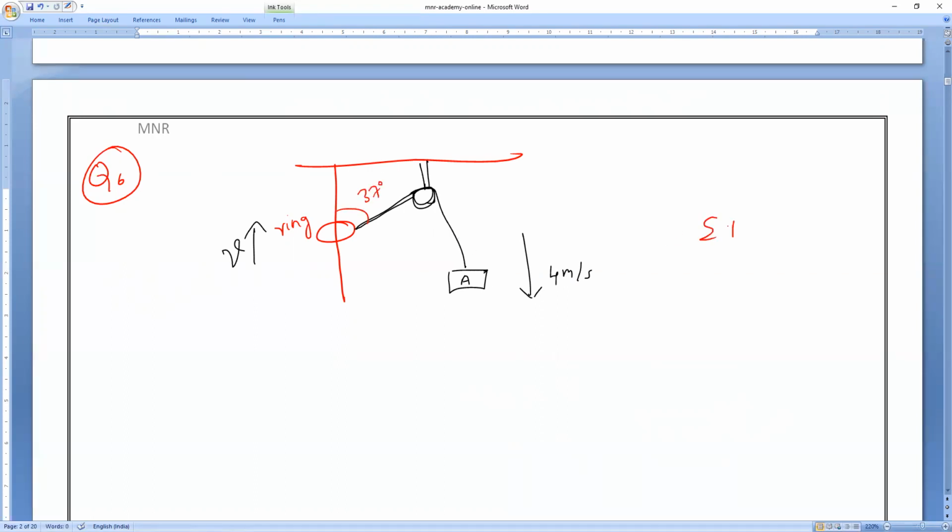We all know that the summation of tension into V is equal to 0. Now here the tension will act in the upward direction. Am I right, guys? As the body is moving downwards, will the tension act upward or downwards?